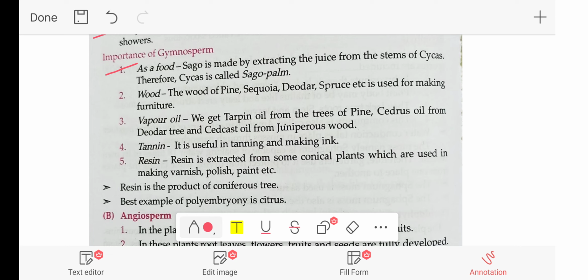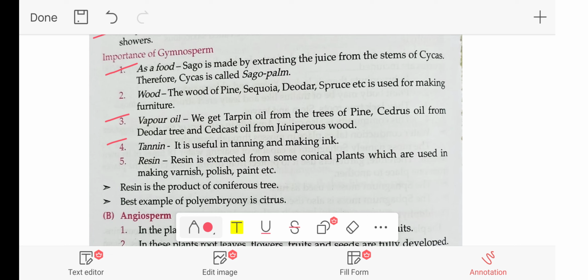Next, wood. The wood of pine, sequoia, deodar, and spruce is used for making furniture. Volatile oil. We get turpentine oil from pine trees, cedrus oil from the deodar tree, and cade oil from Juniperus wood. Tannin. It is useful in tanning and making ink.